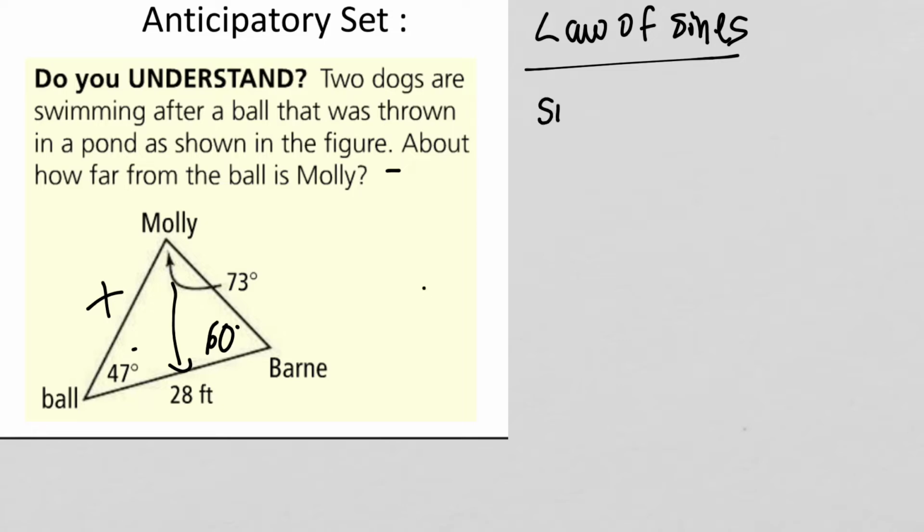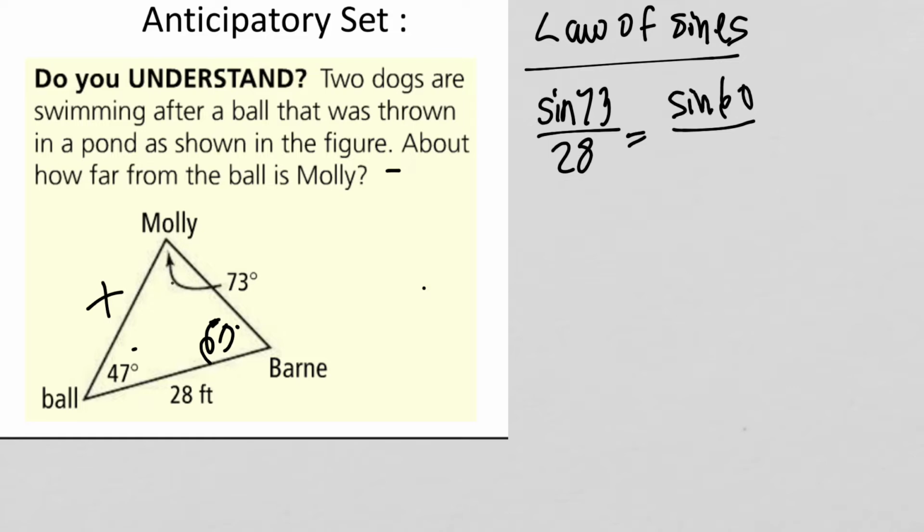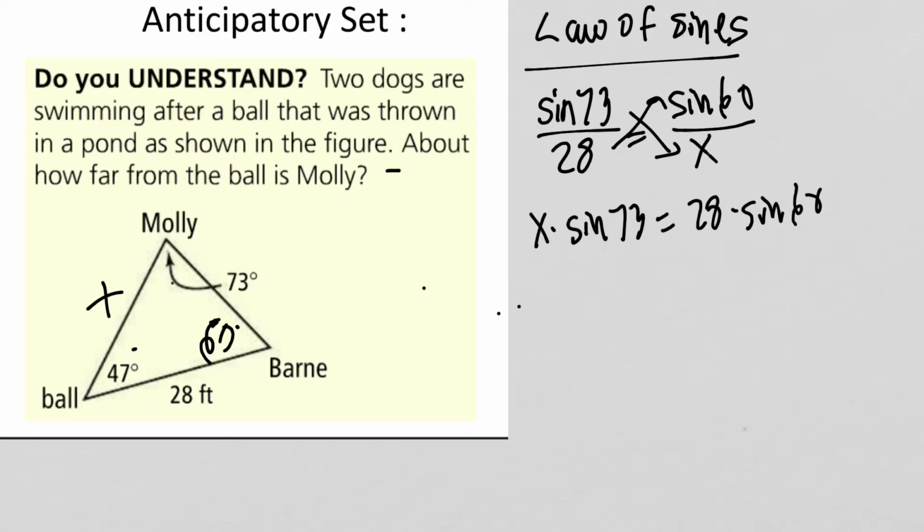So when we use the law of sines, we're going to write sine of 73 over 28. We're trying to look for that X, and what angle is opposite of the X? That is the 60 degree angle here. So I'm going to do sine 60 over X. We're going to do our cross products. So X times sine 73 equals 28 times sine 60. We want to isolate and get X by itself, so I'm going to divide by sine 73 here.